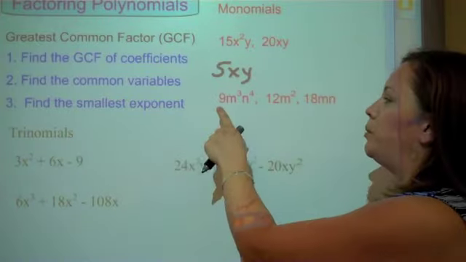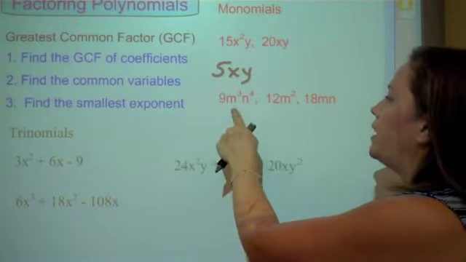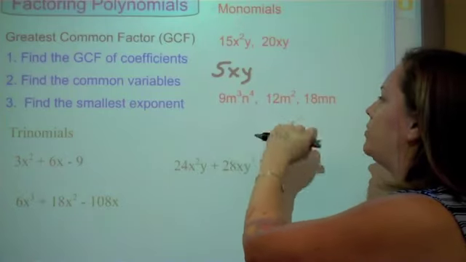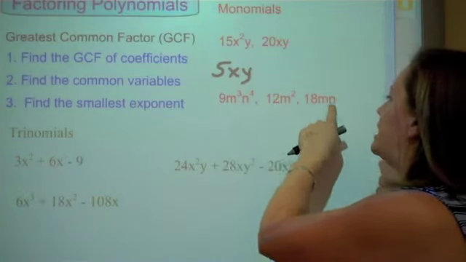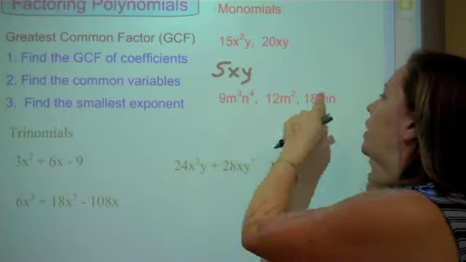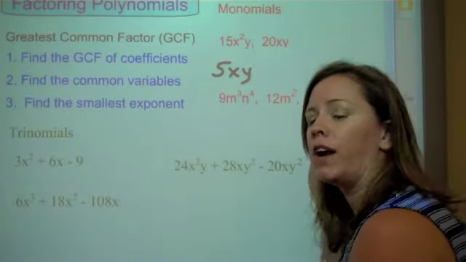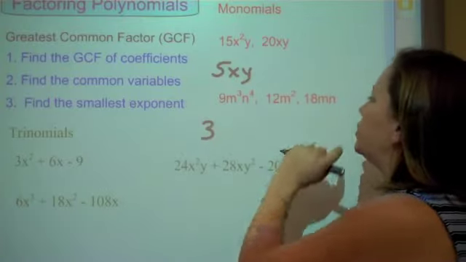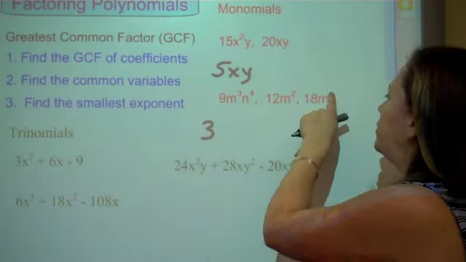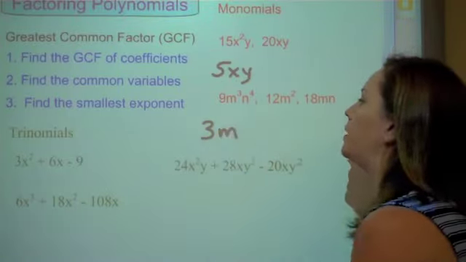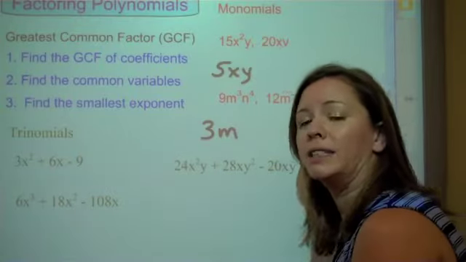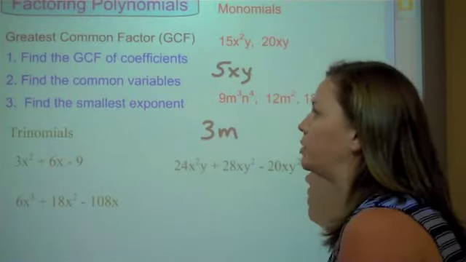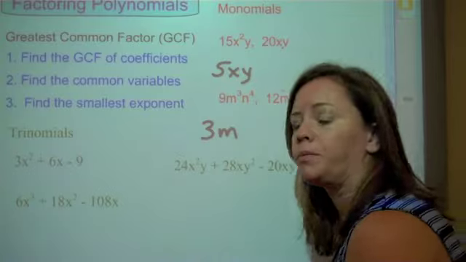Let's look at another example where we have three terms: 9m cubed n to the fourth, 12m squared, and 18mn. So 9, 12, and 18, the greatest common factor of those is 3. I notice every term has an m, but m to the first is the smallest exponent, and not every term has an n, so 3m is the greatest common factor in this example.